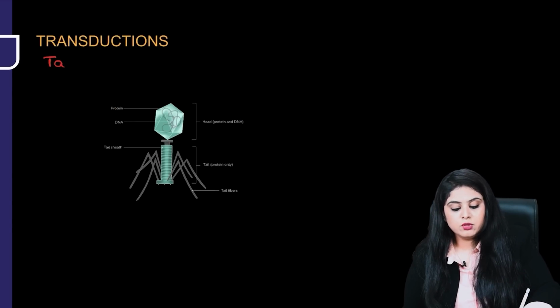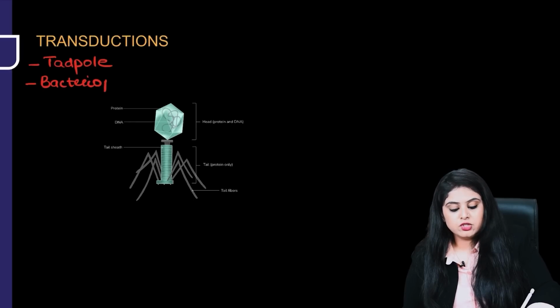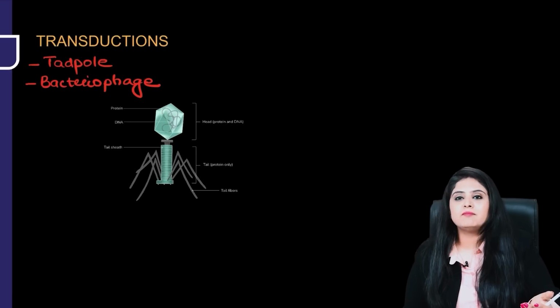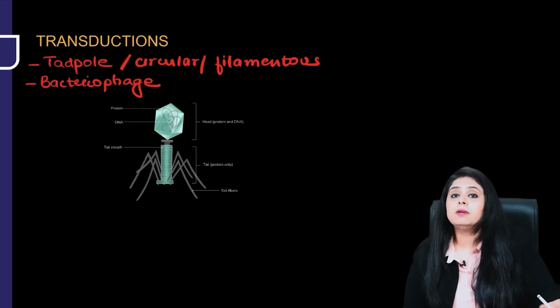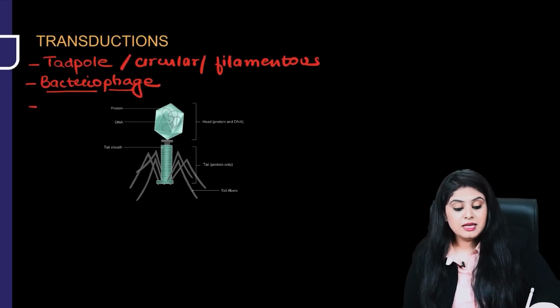What is this tadpole shape thing that we have over here? So this tadpole shape is referred to as a bacteriophage. Not only tadpole, it can have many shapes. It can also be circular, it can also be filamentous, but what we most commonly study is going to be the tadpole shape. But what is it? I'm calling it a bacteriophage. Is it a bacteria? No. Bacteriophage is a DNA virus.